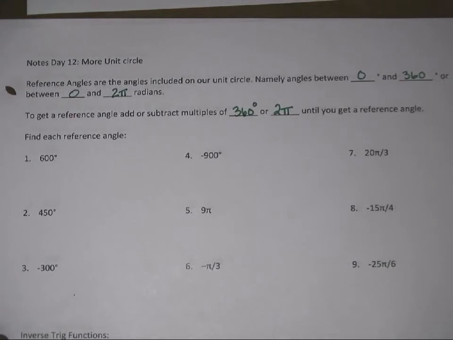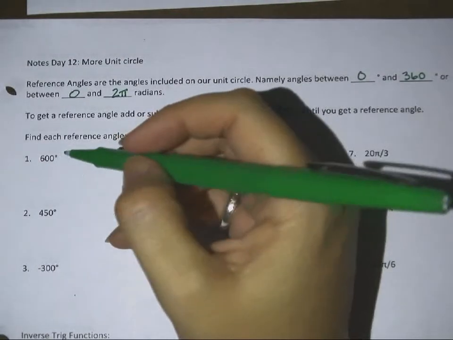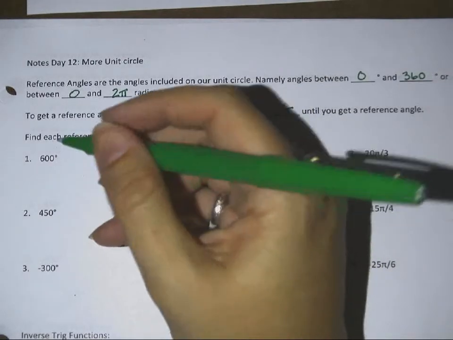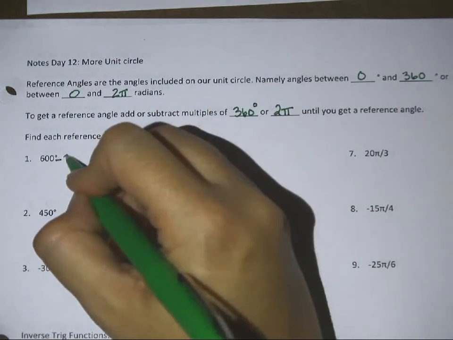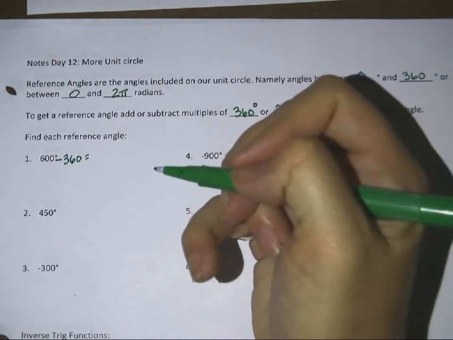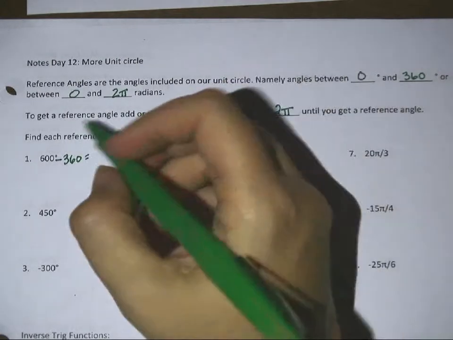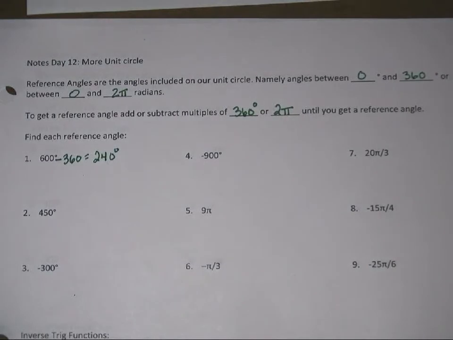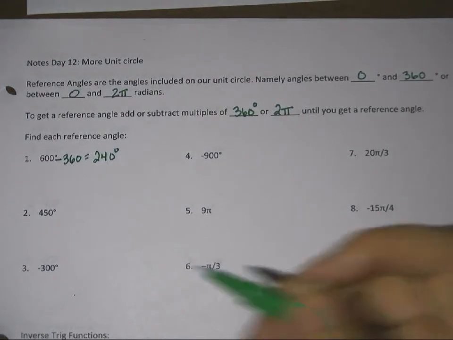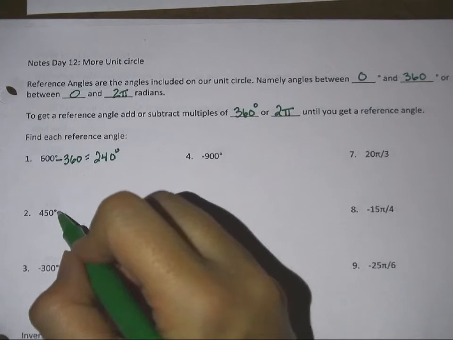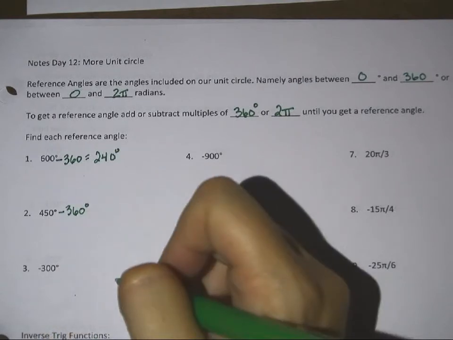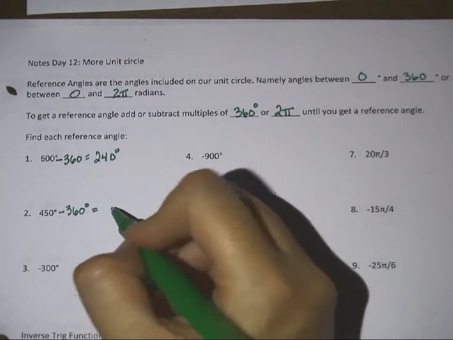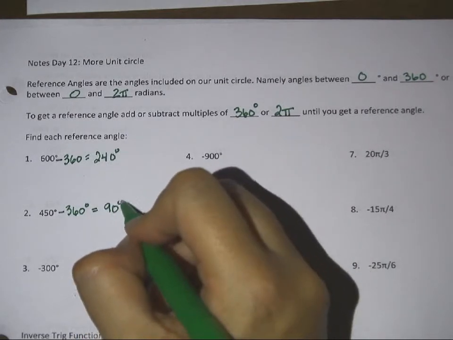The first ones here are in degrees, because I think we're more used to those. So the process is the same. I just take this number, and if it's bigger than 360, I subtract 360. Well, what is that? Well, that's 240 degrees. So 600 degrees is the same as 240 degrees. 450, subtract 360. 450 minus 360, that's the same as 90 degrees.